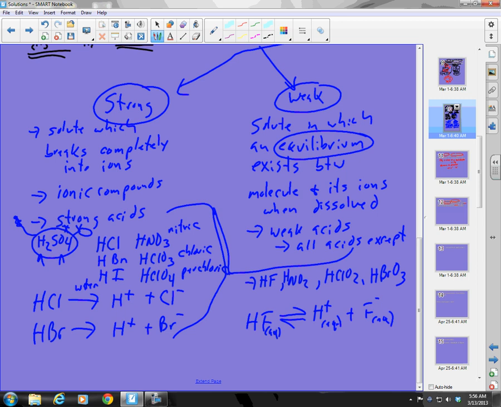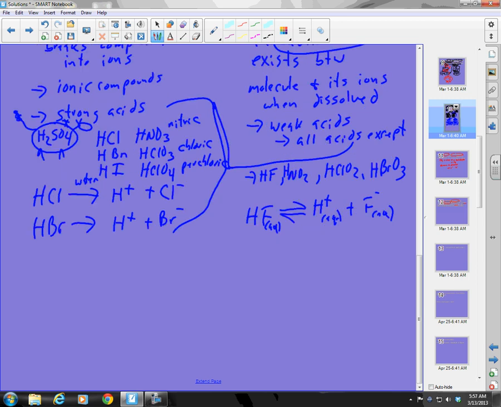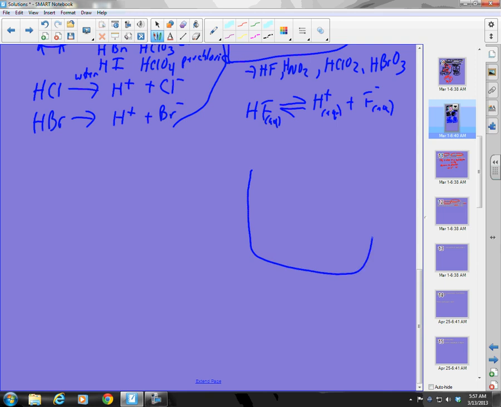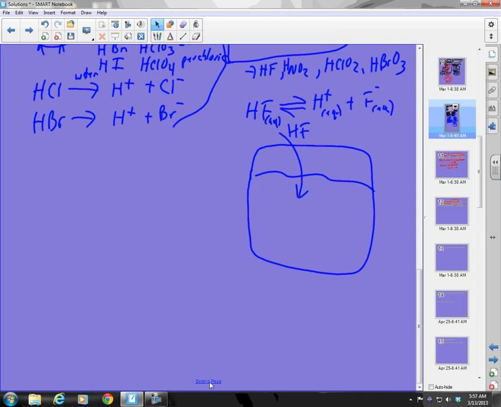Well, when HF goes into water, maybe we should draw a nice little picture. I like pictures. So here's water, and we're going to drop some HF in here. Good. Now, when HF actually goes into water, what happens? Well, some of the HF dissociates, and I have H plus and F minus floating around, okay? But not all of it. Some of my HF just hangs around as HF.